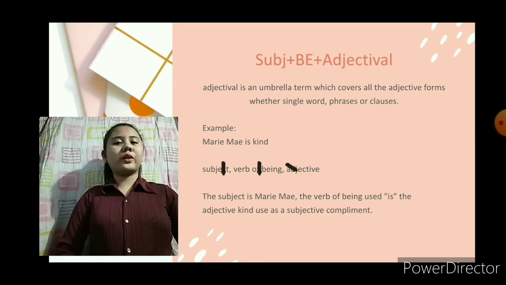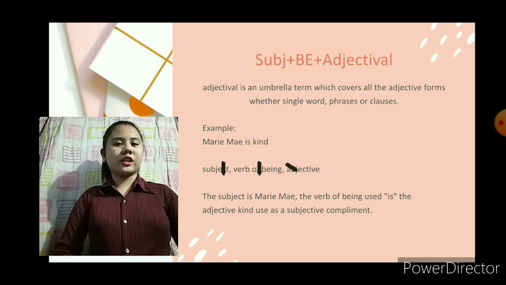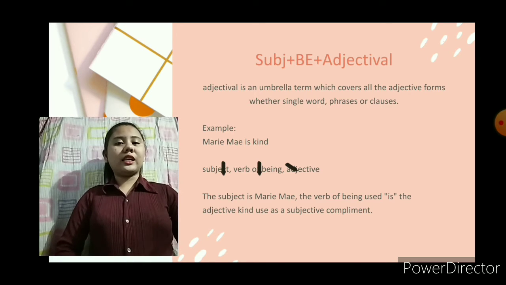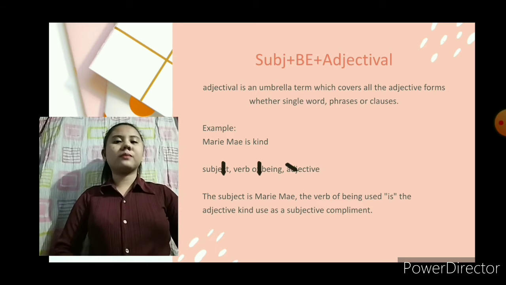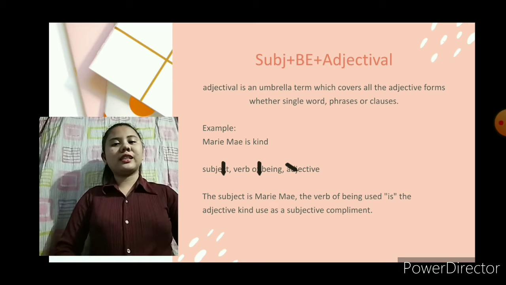Adjectival is an umbrella term that covers all adjective forms, whether single forms, phrases, or clauses. Adjectival is related to or used as an adjective. For example, Marie-May is kind. Marie-May is the subject, is the verb of being used, kind is the adjective that is used as a subjective complement.